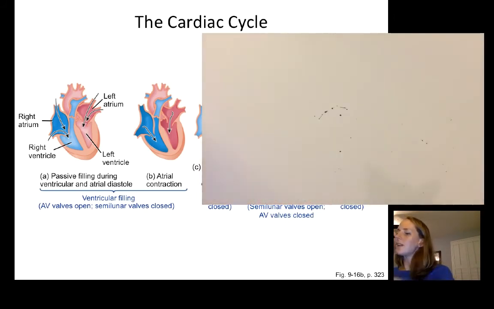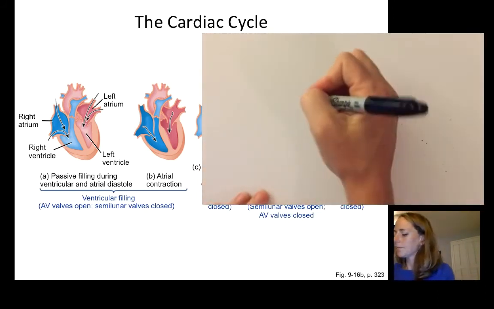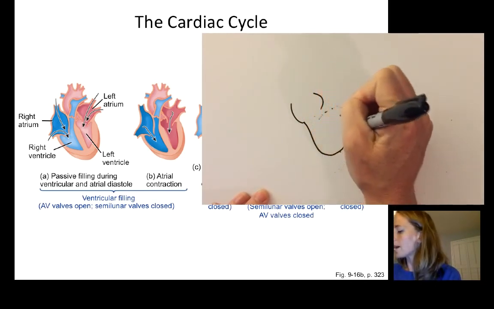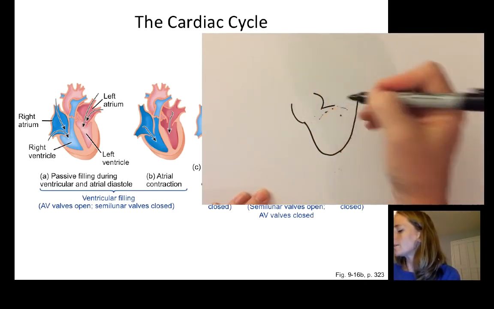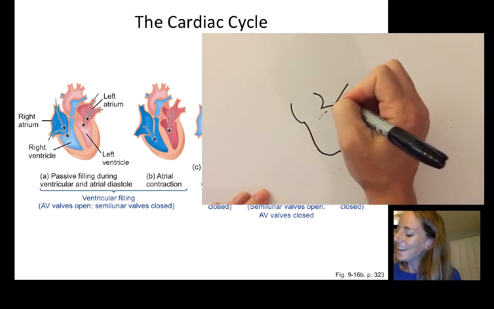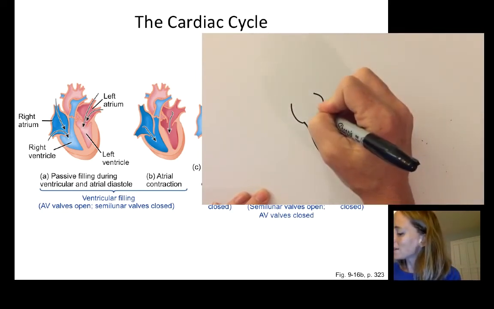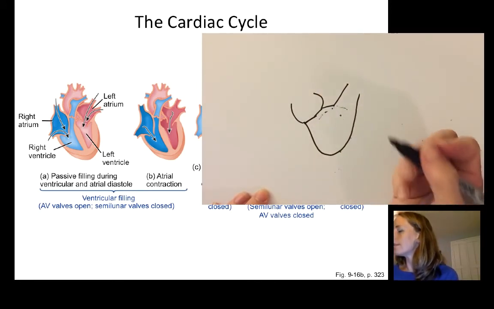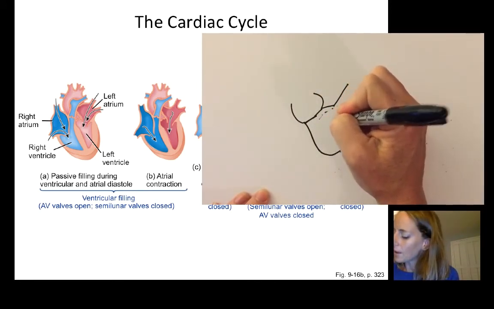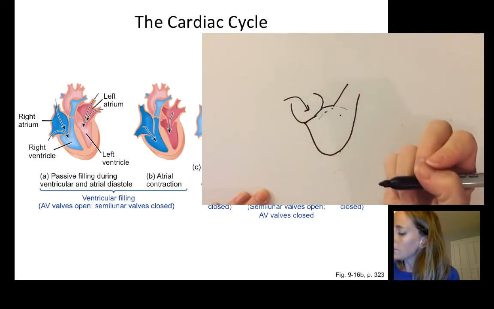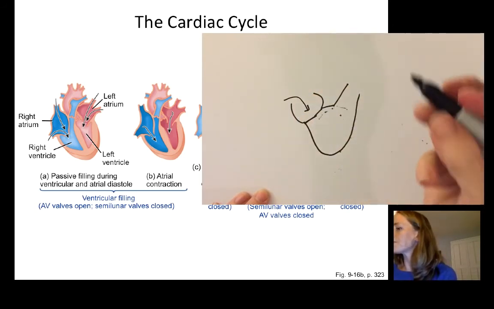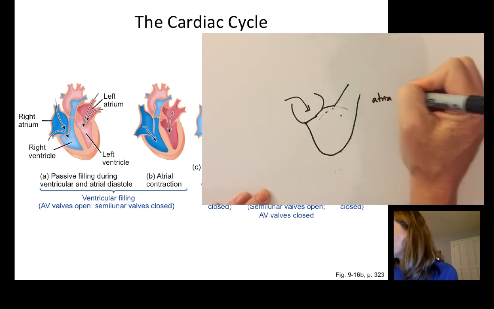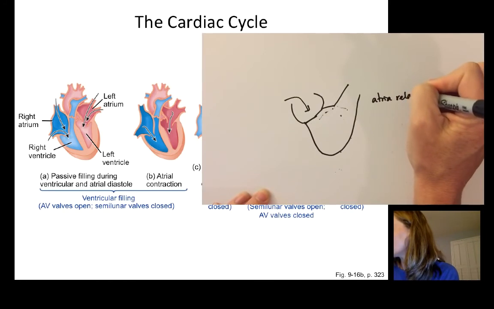Then the last phase is going to be everybody goes back to being relaxed. Wow, I just drew a big relaxation. Everybody goes back to being relaxed. The AV valves are still closed from the previous phase. And then blood is filling the atria. So the atria are relaxed, still relaxed.